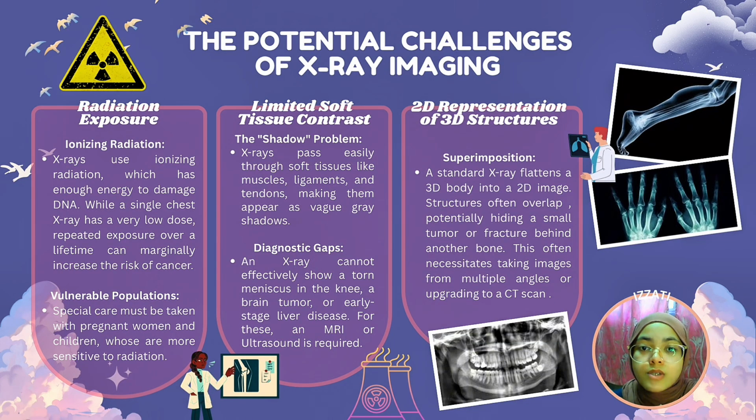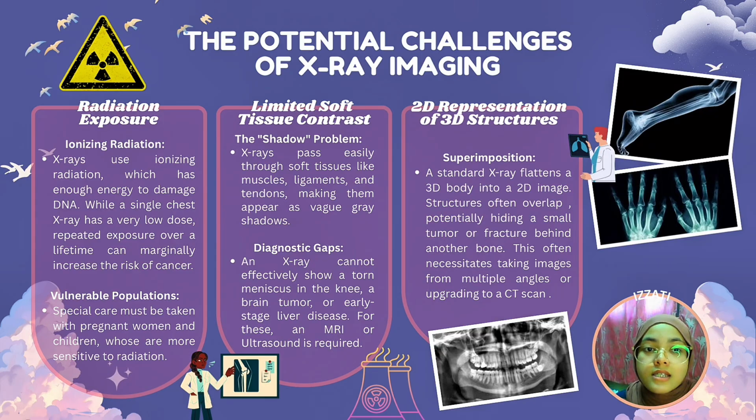So, special care must be taken with pregnant women, because of the risk given to the fetus, and children, whose growing cells are more sensitive to radiation. Moreover, another challenge is the limited soft tissue contrast, which is the shadow problem. X-rays pass easily through soft tissues like muscles, ligaments, and tendons, making them appear as vague gray shadows. An X-ray cannot effectively show a torn meniscus in the knee, a brain tumor, or early-stage liver disease. For this, an MRI or ultrasound is required.